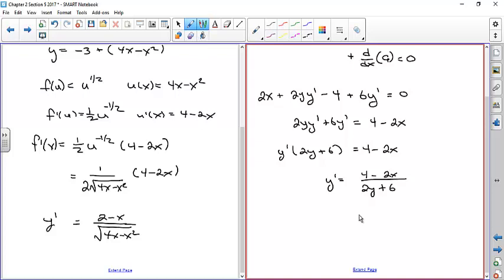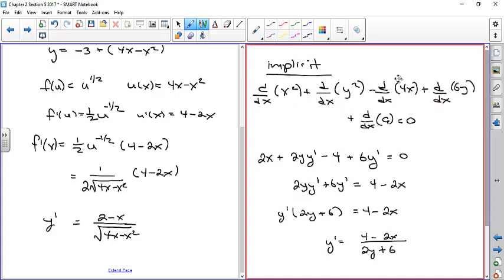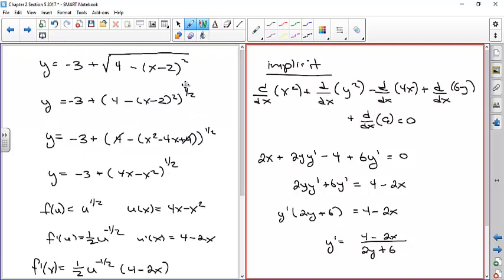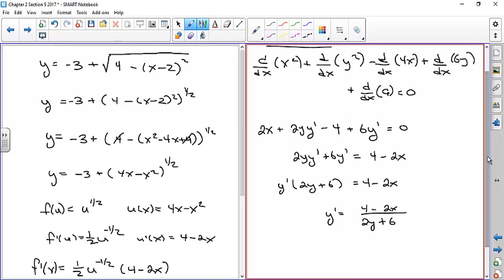Which was the easier one? In this case, implicit differentiation to me was easier because I didn't have to solve the equation explicitly. I didn't have to use the chain rule. So this is a demonstration of where implicit differentiation would be a lot easier than having to solve it explicitly. Okay, so that's another example.